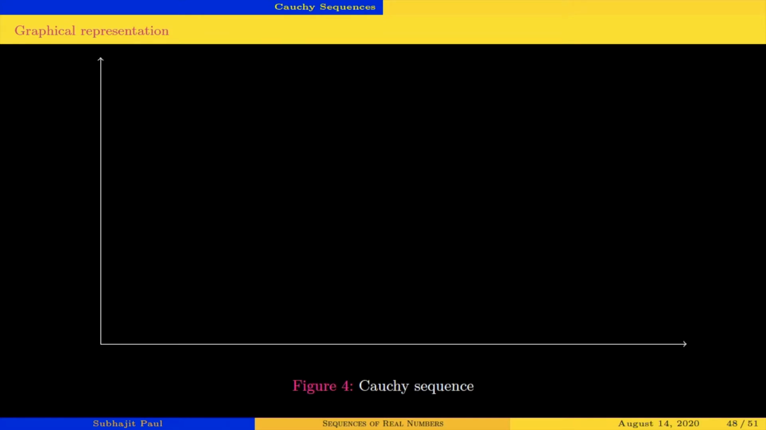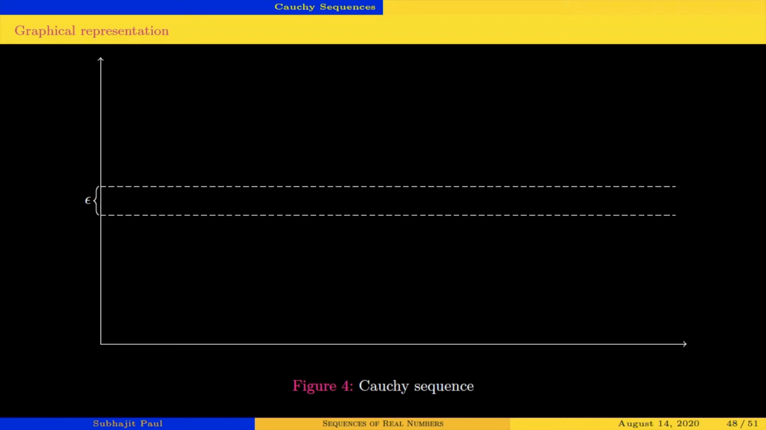this is the x and y axis: the n axis, the natural number axis, and the sequence axis. Over here we'll be putting the sequence values, and over here we'll be putting the n's. So this is my epsilon band. Cauchy sequences, that means the terms are infinitesimally close to each other. So this is my one choice of epsilon band.